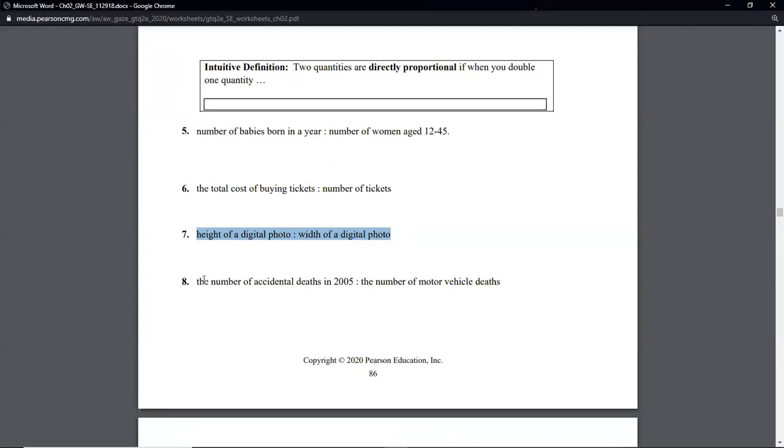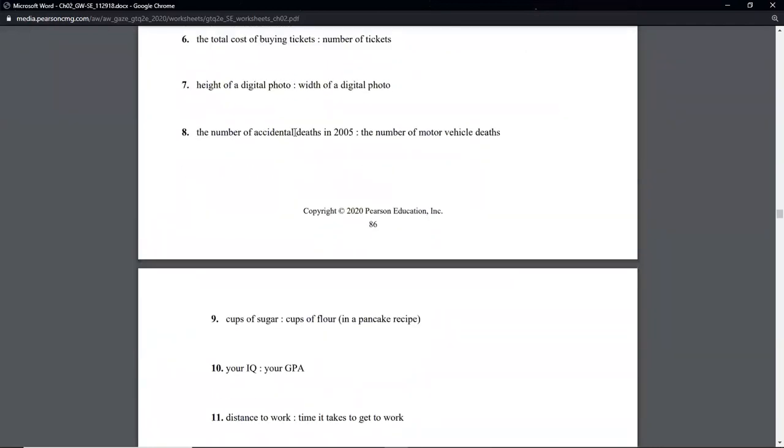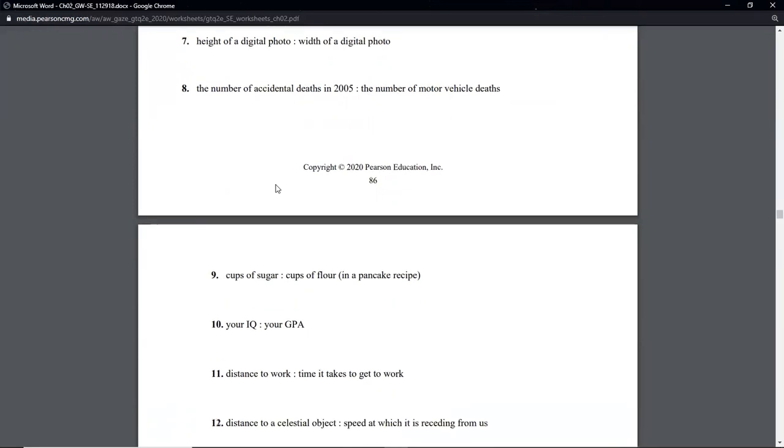Okay. Number of accidental deaths in 2005 versus number of motor vehicle deaths. This one right here, some people will get this wrong, but think about whether these two things are absolutely related to each other or not. Accidental deaths doesn't just mean motor vehicle deaths. This could be someone falling off a building or getting struck by lightning, things like that.